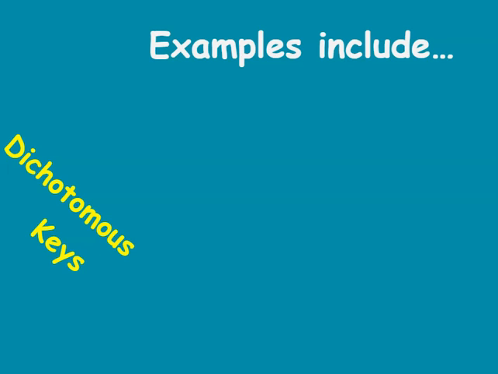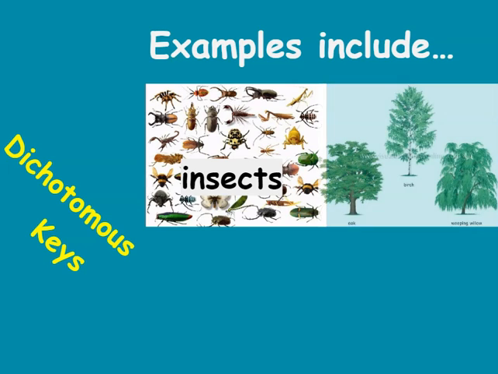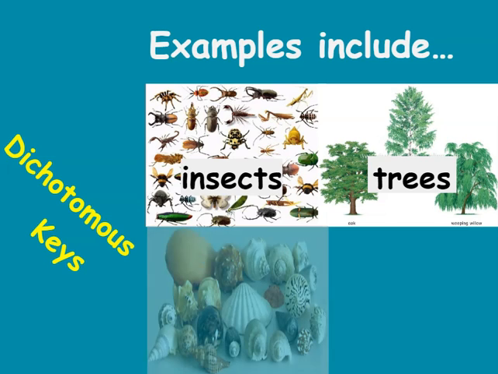Examples of things you would use a dichotomous key for in science, maybe identifying insects. Right? There's a lot of different kinds of insects and a lot of different orders of insects. It's tough sometimes to identify those guys. Trees, same thing. The science of botany, which is a science of studying plants, relies a lot on dichotomous keys.